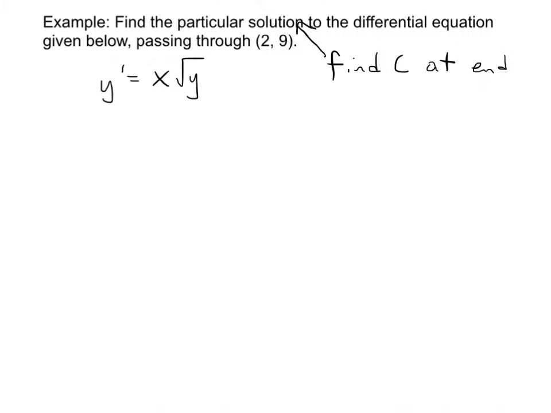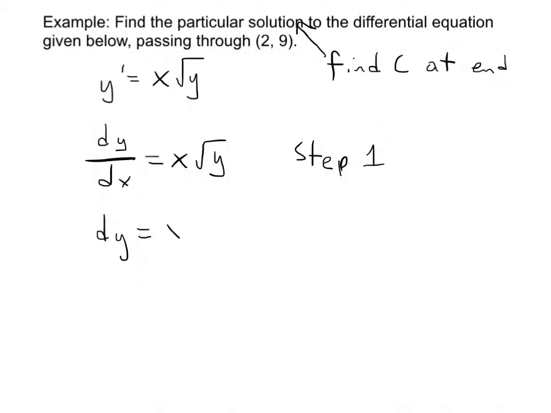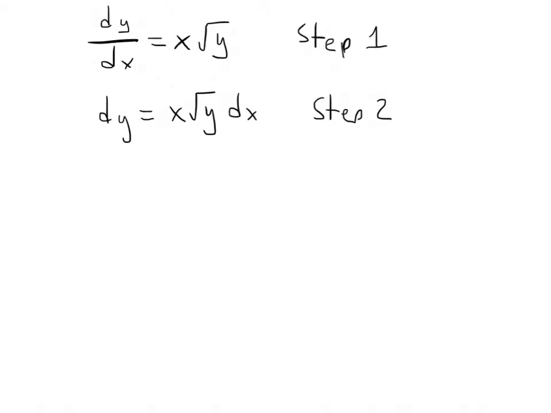So here we go. Step 1, we rewrite dy dx instead of y prime. Right? So this was step 1. So now again, if you're doing this legitimately, pause the video, do step 2 on your own. Step 2 is really easy. All you have to do is multiply the dx over. That was step 2.